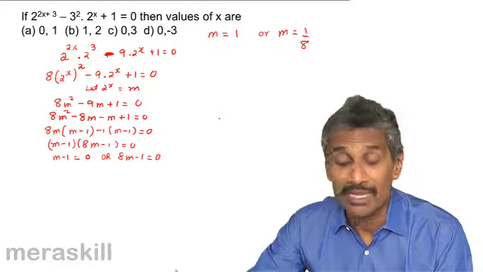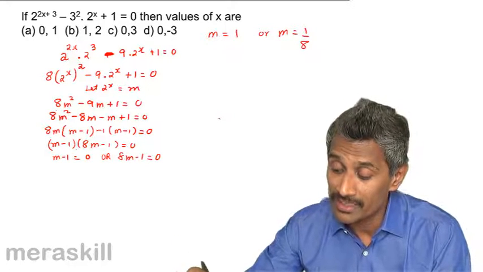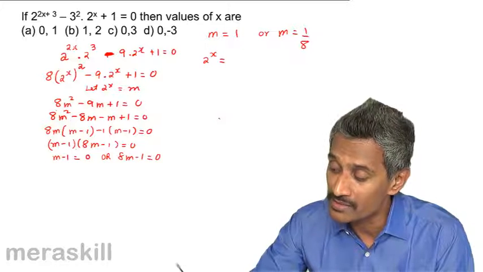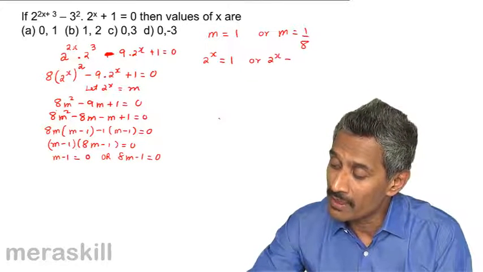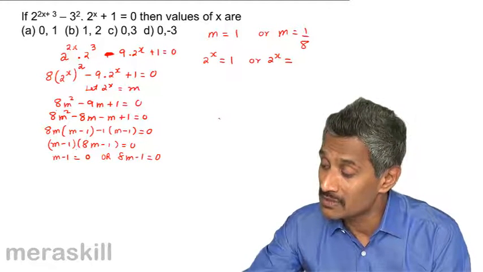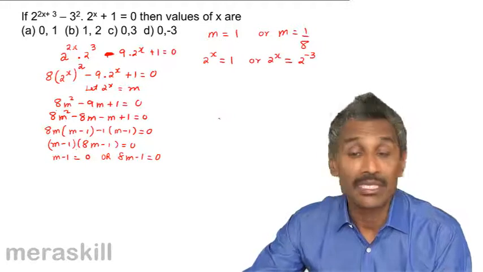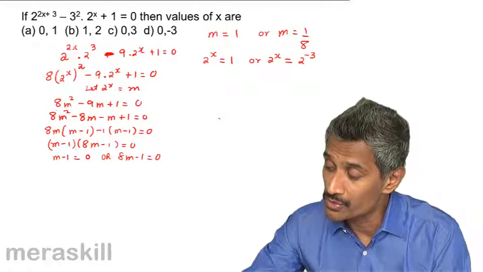Remember, m is a value which we have introduced, so we need to convert it back to whatever it was. We have taken 2 raised to x as m, so we need to substitute: 2 raised to x is 1, or 2 raised to x is 1 by 8. Now 1 by 8 can be written as 2 raised to minus 3, because 1 by 8 is 1 upon 2 cubed, which is 2 raised to minus 3.